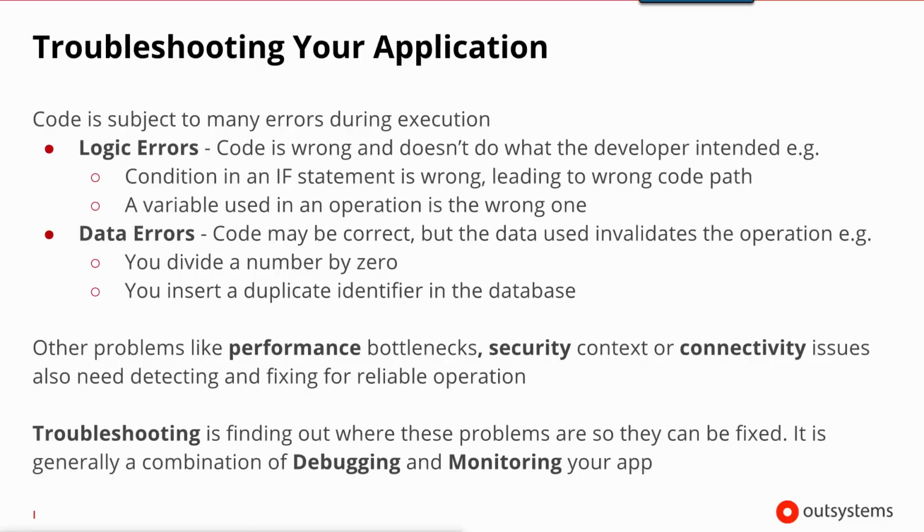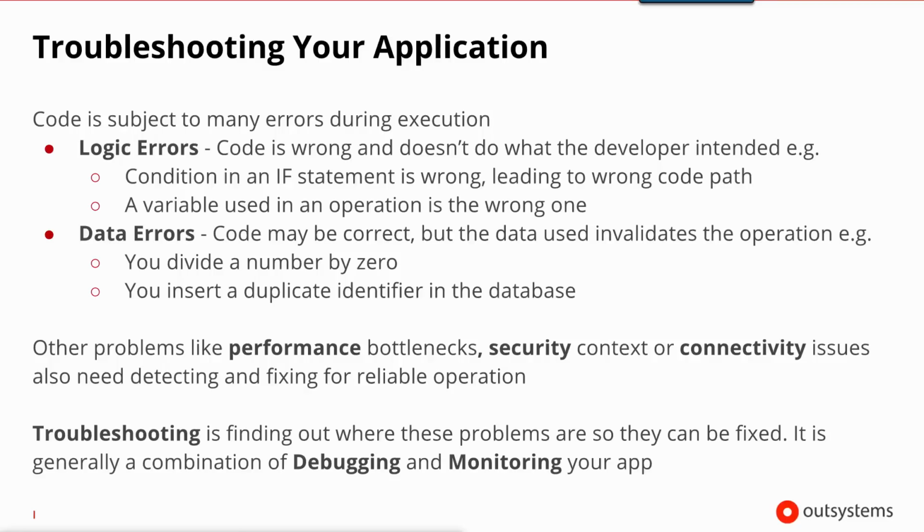You can have logical errors whereby you actually write the code wrong and it doesn't do what you intended to do. For example, you might have an if statement that you want to take the true path given a certain condition, but the code is actually written to take the false path. Or you can have some logic that computes something using a variable which is not the one where you store the values for that computation.